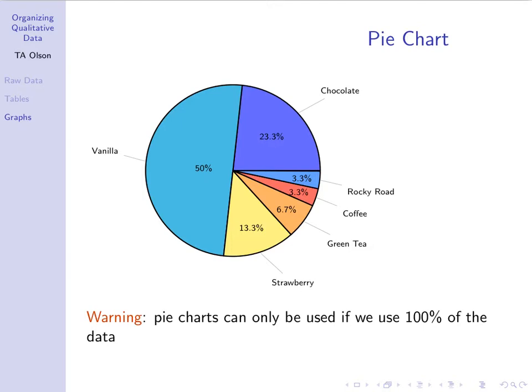Now, one problem with pie charts is that the pie is 100% of the data. So we can only use them if we use 100% of the data. We have to have the entire pie, right? If I throw away these guys, I'll end up with a missing slice of my pie, and all of a sudden the graph looks pretty terrible. It looks like a Pac-Man. If you guys remember what a Pac-Man is.